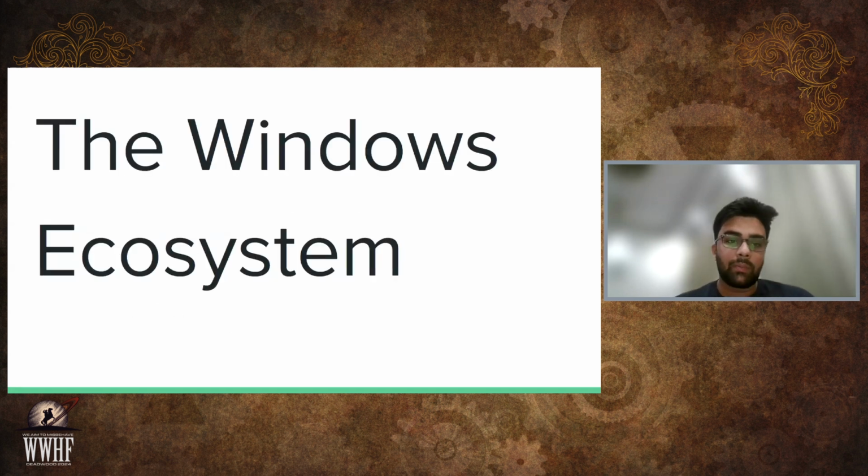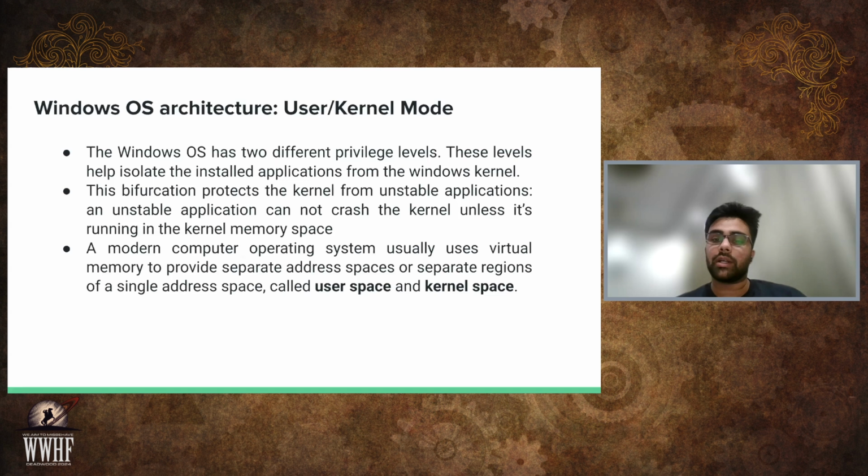So, the Windows ecosystem. Within the Windows OS architecture, there are two different privilege levels. These privilege levels isolate the Windows kernel from installed applications. This bifurcation is important because it helps keep the Windows kernel from crashing due to an unstable application. For example, let's say Notepad crashes. You can restart notepad.exe on your system, but your Windows OS will remain as it is. It won't harm your Windows OS.